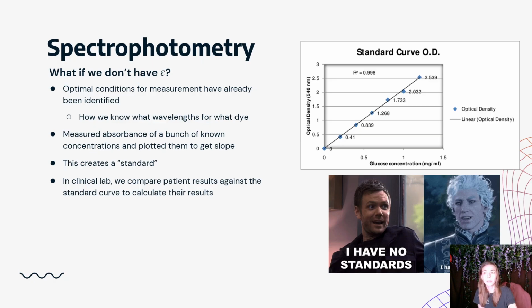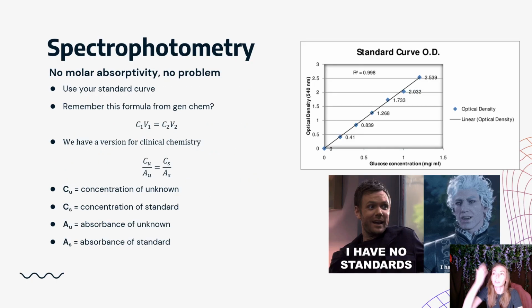You already know this because scientists have already found them. They measured absorbances of a bunch of known standards, a bunch of known concentrations, plotted them, got the slope, and used the slope to determine what we would expect. Once we have that slope, we can take our patient sample, put it on the spectrophotometer, get the absorbance, and then use the slope of that curve to calculate what we think is going on with that patient's sample. So if we don't have our molar absorptivity, it isn't a problem. You can use your standard curve.